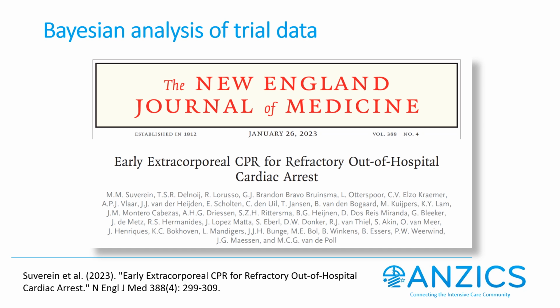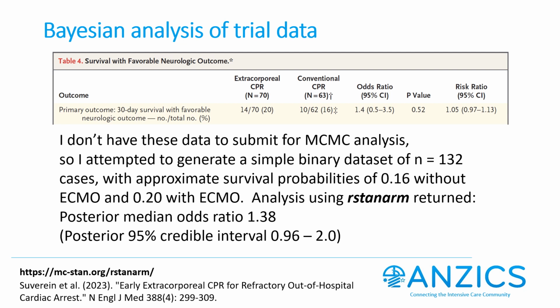And I can't really simulate that data. Remember, it's 132 people, and there's two groups, 70 and 62. I tried because I wanted to run it in RStan to show you how good I was. Well, I got as far as my posterior median odds ratio was 1.38, but I got the variance wrong. So my credible interval was a bit too tight. But nevertheless, this is how it's done.